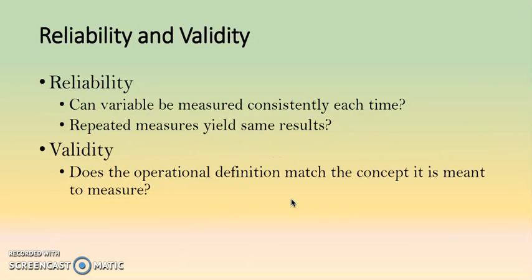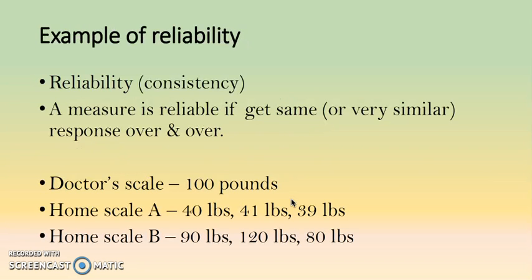So another way to think about it: can the variable be measured consistently each time? Do repeated measures yield the same results? And also this idea of the operational definition: does it match the concept it was meant to measure? So I'll give you an example of reliability. A measure is reliable, consistent, if we get the same or similar response over and over again.